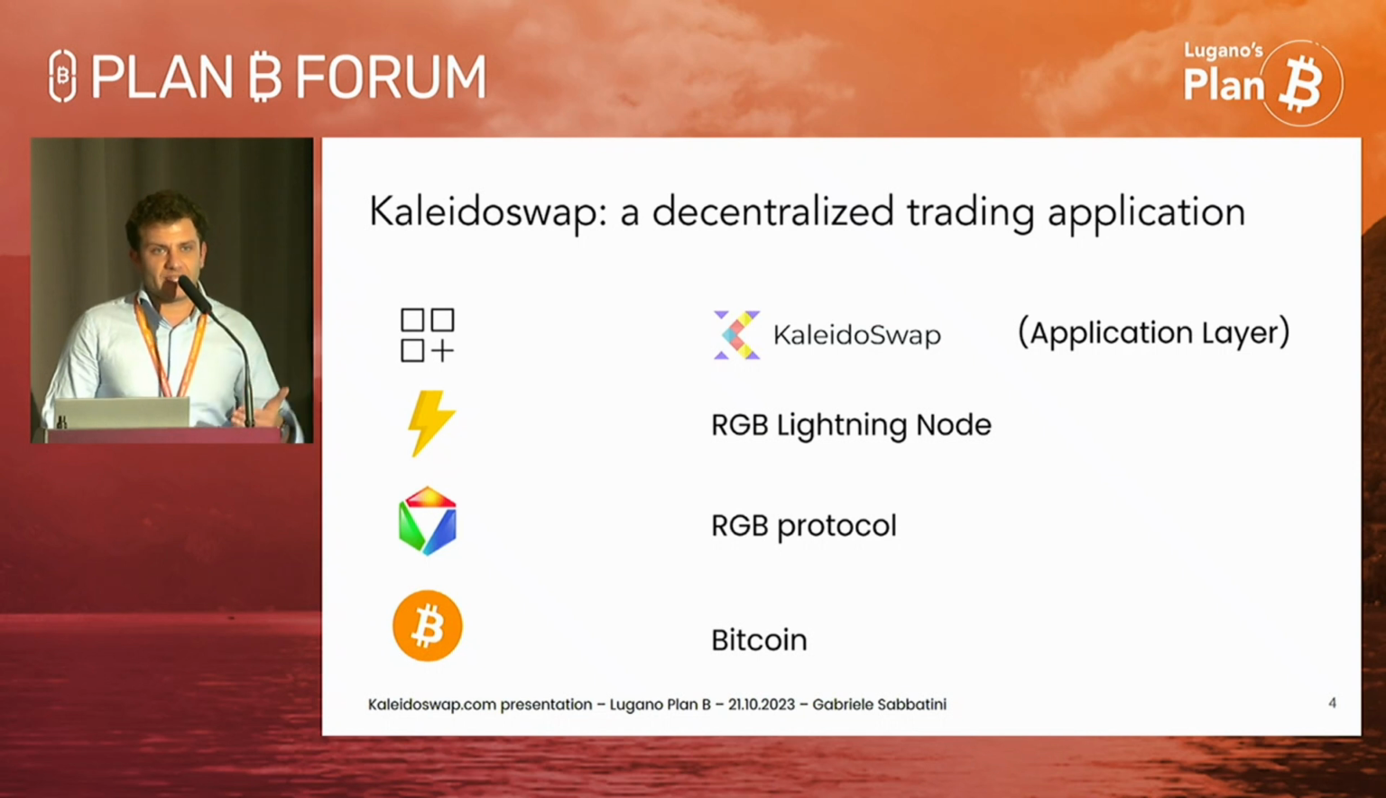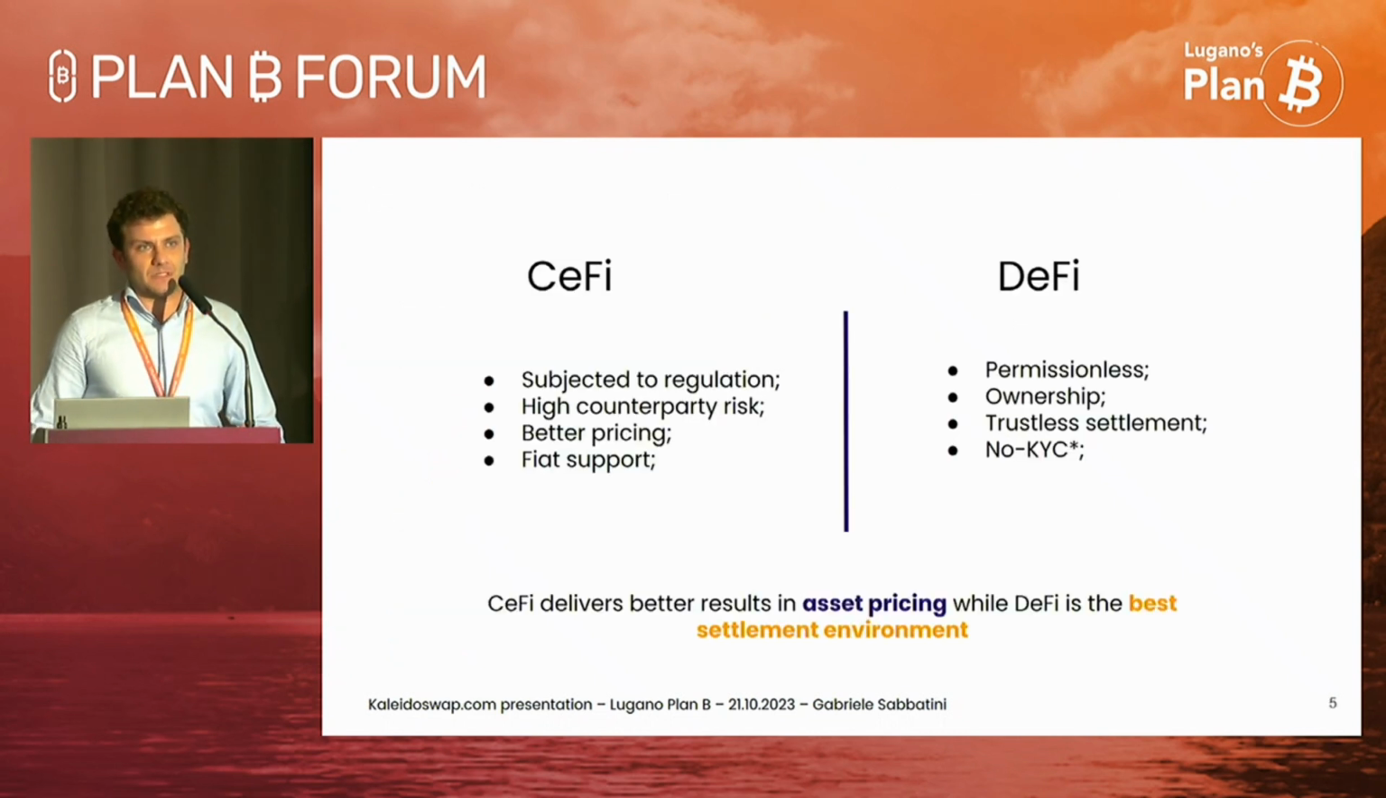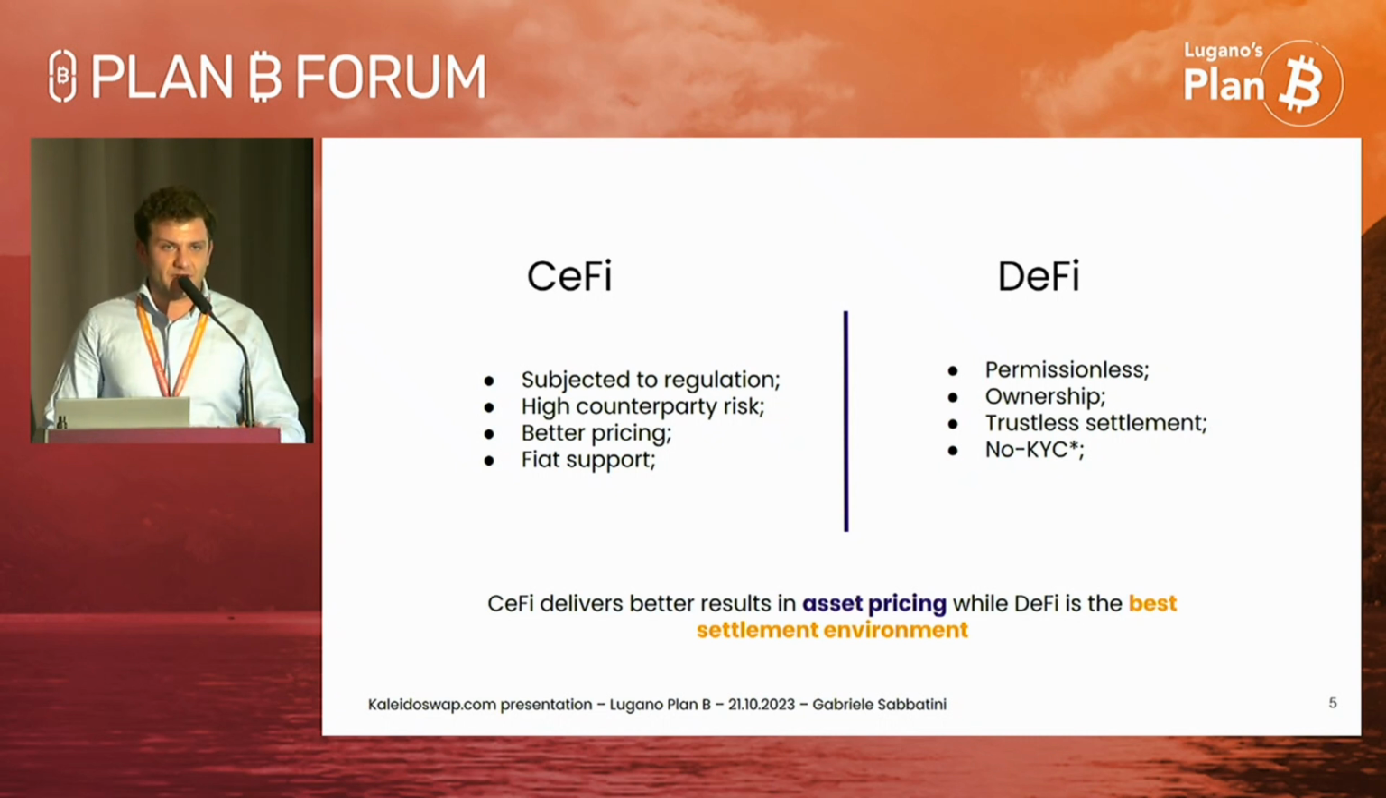And so on top of all this stack, you have Kaleidoswap as an application, again, on top of the stack presented before. Decentralized trading is already something now. We already heard about decentralized finance, but just to understand a little bit what the differences are between centralized finance and decentralized finance. 100% centralized finance is subject to regulation, so a regulator can enforce every policy they want. And then you have a high counterparty risk, especially in the current digital asset, crypto asset capital market setup, when everyone is trusting exchanges a lot.